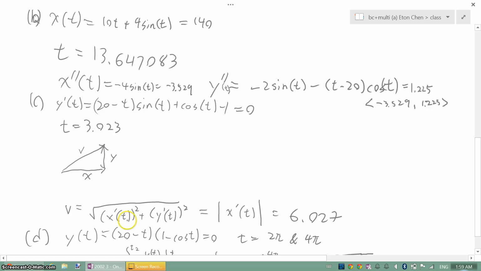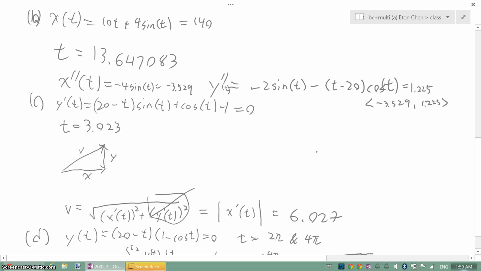After I plug the number in, which is really simple because we know y velocity is 0, so we can just ignore this part, we just plug the t into this equation, and we get 6.027, and that is how fast the car is moving horizontally when it's at the highest point.